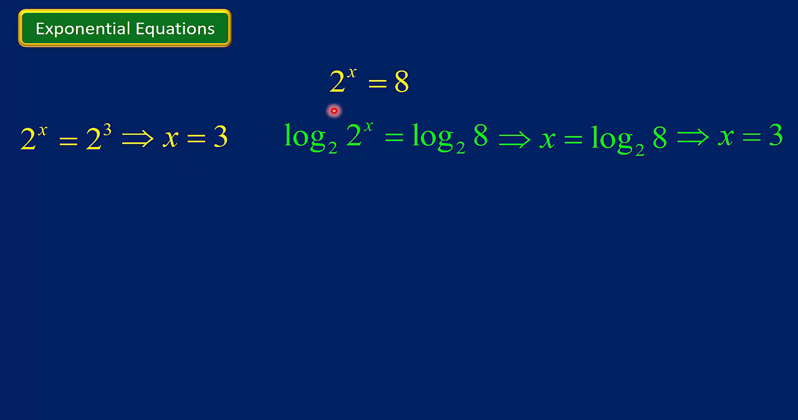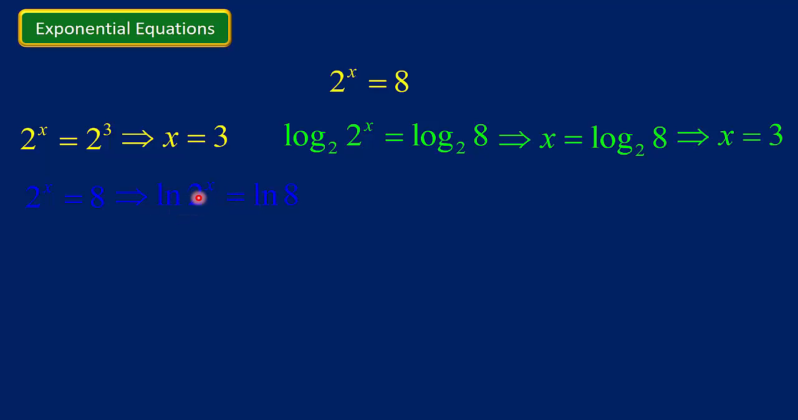Because what if you didn't have something nice like this? What if it was 2 to the x equals 7? Well, then it's a little more difficult because you have 2 to the x equals something that's not a power of 2. So in general, the way I like to solve exponential equations is this way. I like to just apply a natural log to both sides. I don't care what the base is, I just apply a natural log to both sides. See? Natural log of 2 to the x equals natural log of 8.